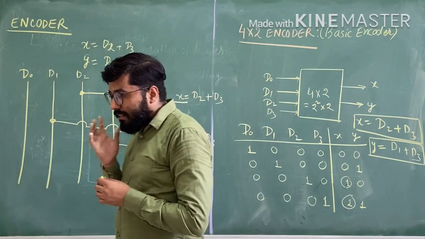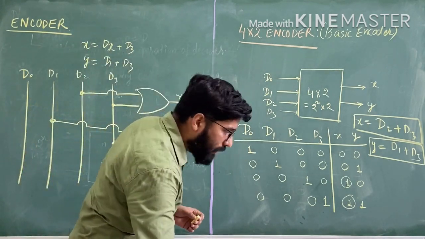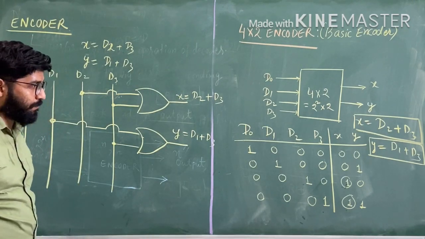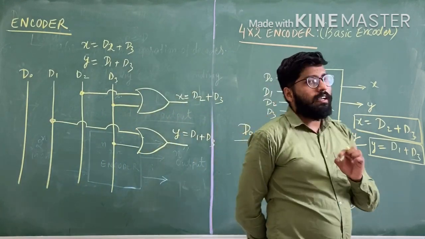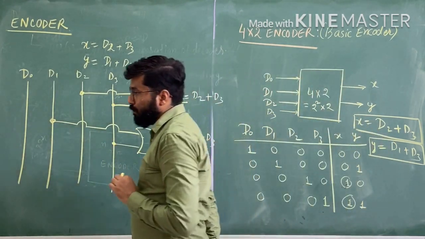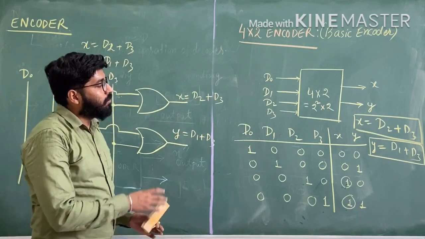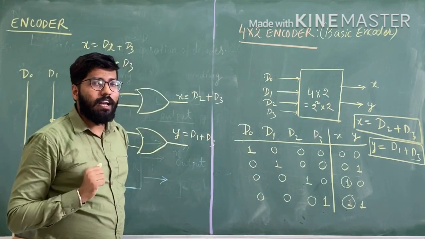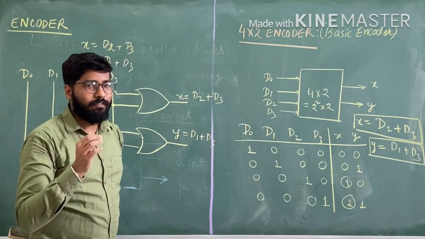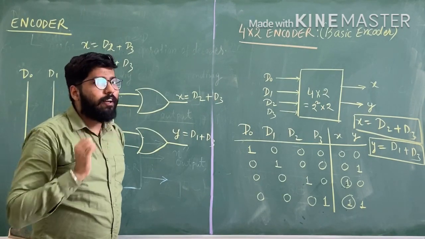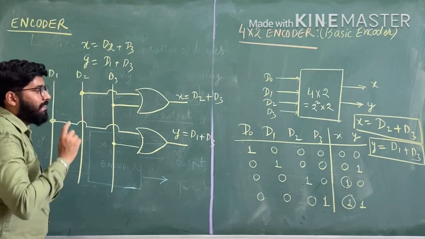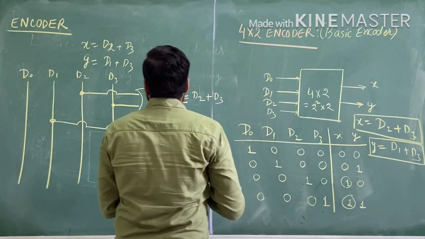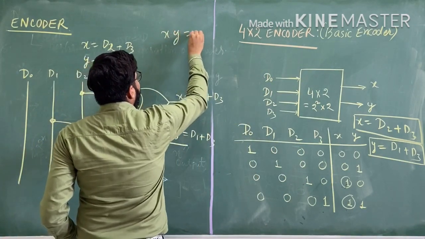Now there are some limitations of the 4 cross 2 encoder. What are the limitations? If only one input is logic 1, we will get the output. You will see in the truth table, if only one input is active 1, then we can get the output. Otherwise, we will get an invalid output. So this is limitation number 1. The second limitation is that the output xy is 0 0.